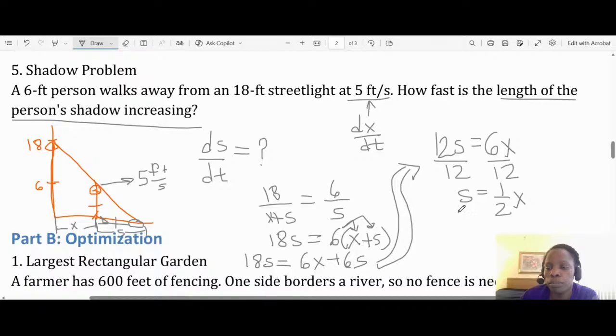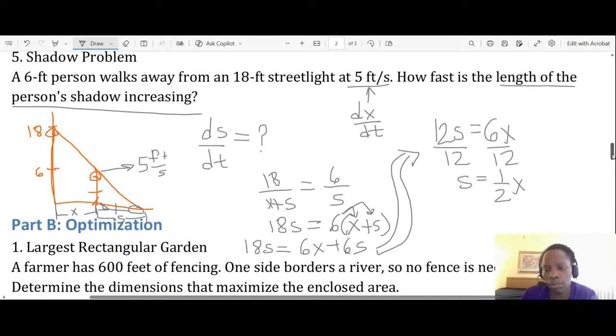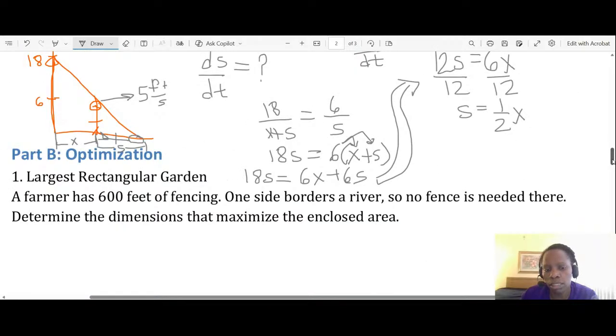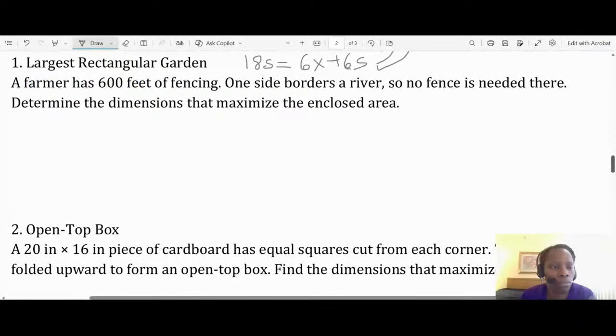Now we can figure out what ds/dt is when we know that dx/dt is 5. So that's the instantaneous rate at which x is increasing. I'm going to leave that also as an exercise. I'm not going to take the derivative or plug in any values. Go ahead and comment the answer when you get it.